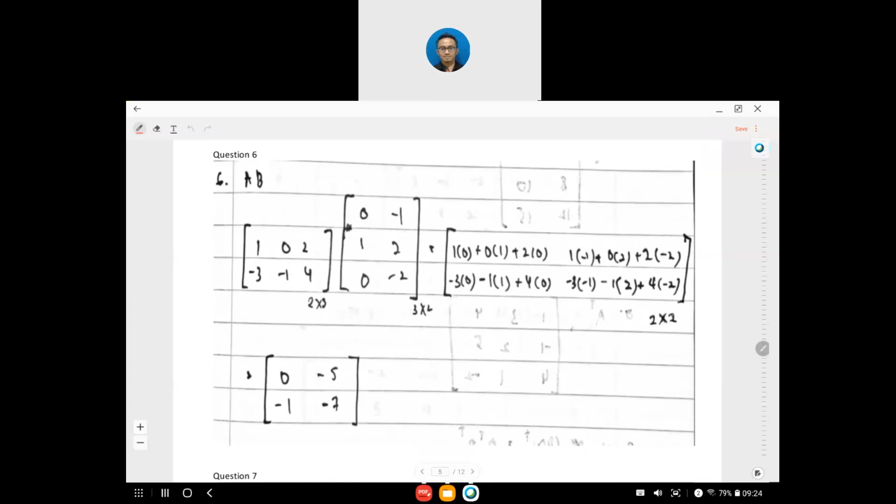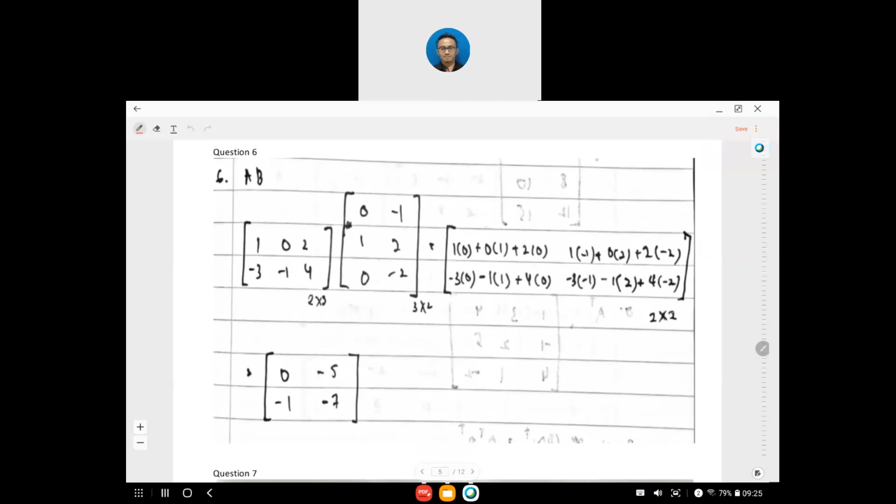Okay. And then look at question 6. Question 6, you want to find matrix A times B, where matrix A is 2 times 3, which is 1, 0, 2, negative 3, negative 1, 4. And then matrix B is 3 times 2: 0, negative 1, 1, 2, 0, negative 2. Since this one is 2 times 3 and 3 times 2, you can solve it. Your final answer will be a 2 times 2 matrix.